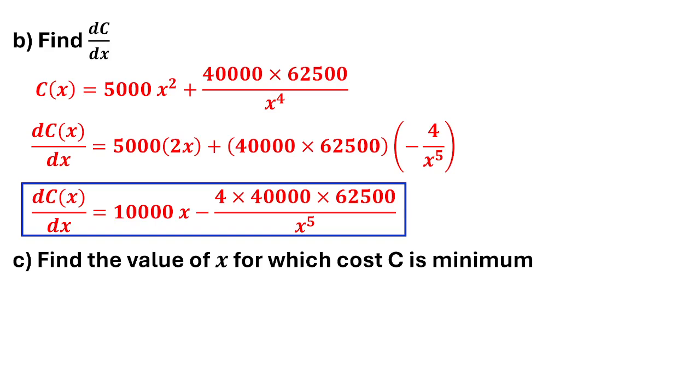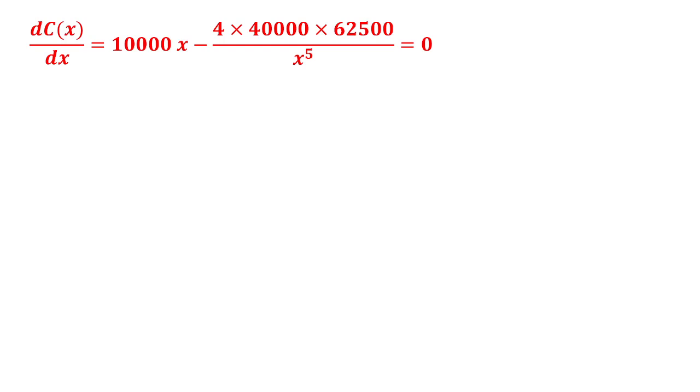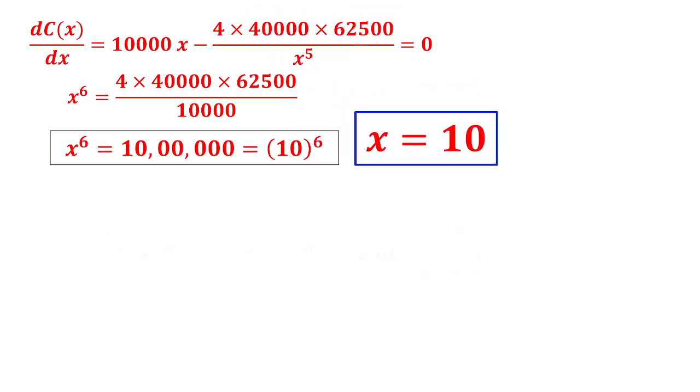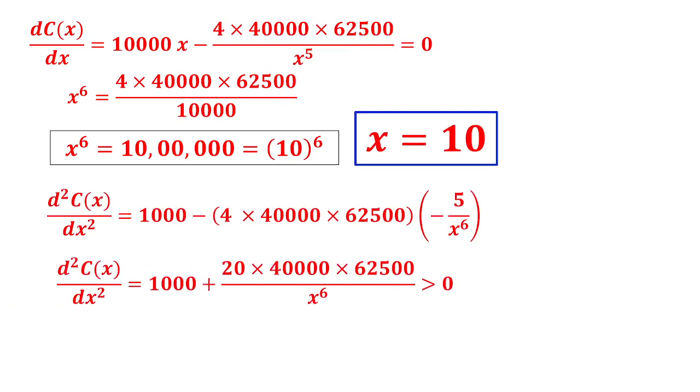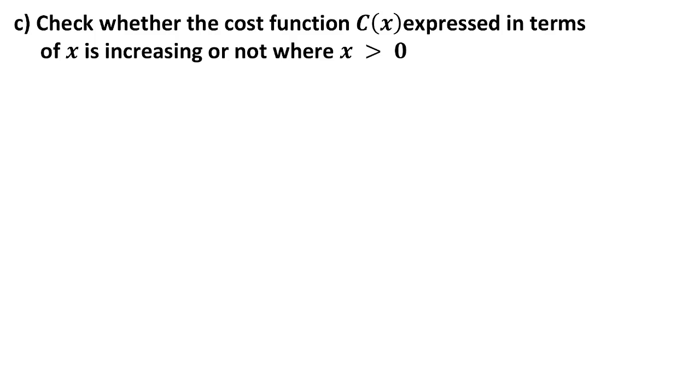Now again question C. Find the value of x for which cost C is minimum. You know that we have to use the derivative test for this. I am finding dc by dx and equating it to 0. When I equate it to 0, I get x power 6 is equal to 10 followed by 6 zeros. Therefore, x power 6 is 10 power 6. Therefore, x is equal to 10. At x is equal to 10, I check whether the second derivative is positive or negative, and it is positive. Therefore, cost is minimum when x is equal to 10.